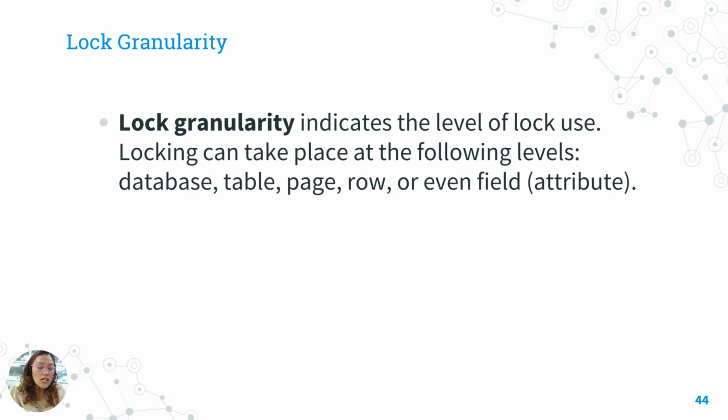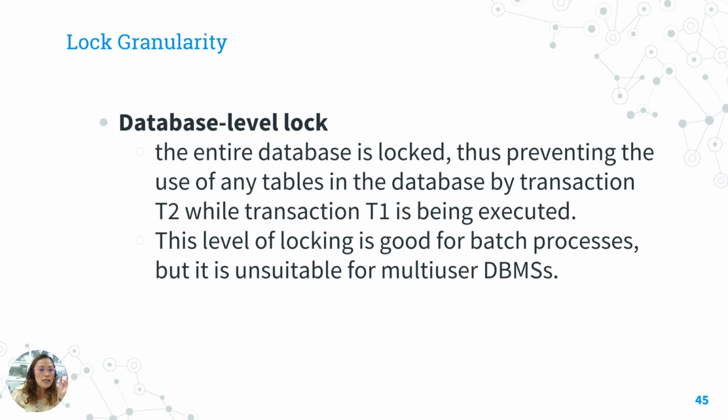We also have the page lock. A page is the part of the database loaded in memory, and that is what gets locked. With a row lock, only that particular row in a table will be locked. We also have the attribute lock, or field lock, where the column is locked. But in reality, it's a combination of page, row, and field locks. Okay, so here's the discussion for this.